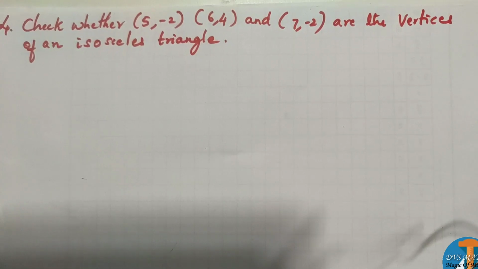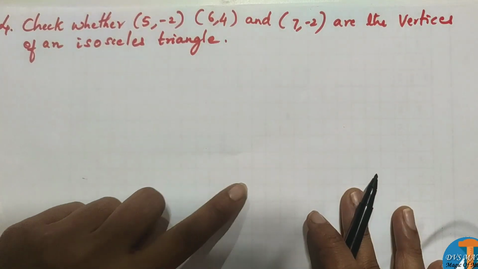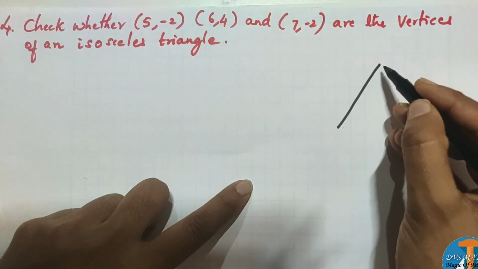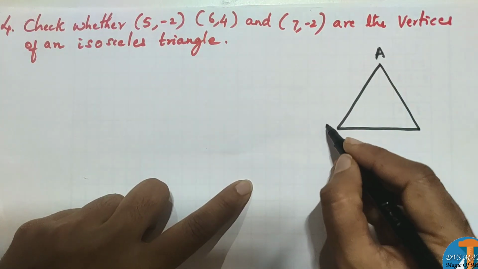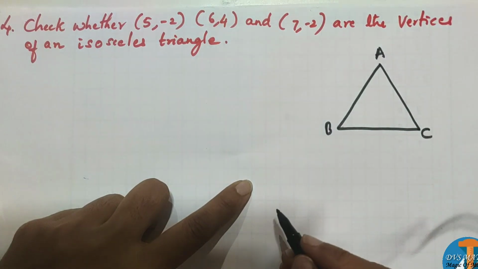Question number 4. Check whether (5, minus 2), (6, 4) and (7, minus 2) are the vertices of an isosceles triangle. ಈಗ ನಮಗೆ ಟ್ರಯಾಂಗಲ್ ಅಂದರೆ ಎಷ್ಟು ಪಾಯಿಂಟ್ಸ್ ಬೇಕು? 3 ಪಾಯಿಂಟ್ಸ್. ಹಾಗಾದರೆ 3 ವರ್ಟಿಸಸ್ ಕೊಟ್ಟಿದ್ದಾರೆ. ಫಾರ್ ಎಕ್ಸಾಂಪಲ್ ನೋಡ್ಕೊಳ್ಳಿ ಇಲ್ಲಿ. ಸೊ ನಾನೀಗ ಟ್ರಯಾಂಗಲ್ ಎ ಬಿ ಸಿ ಬರ್ಕೋತೀನಿ.